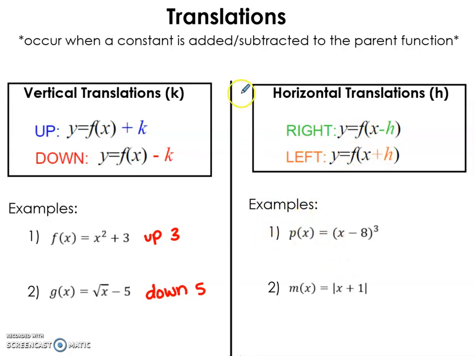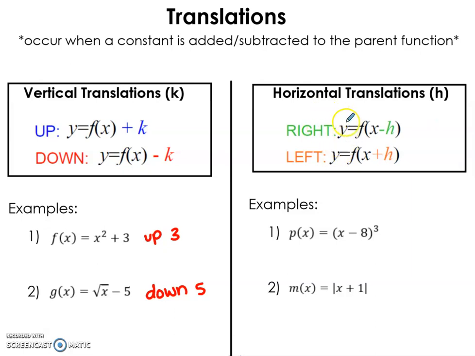So if we look at example 1, the parent function is a cubic, so x cubed. Notice that the minus 8 is attached to the x. It's inside this parentheses. So that means that it's going to be moving, in this case, to the right 8. If it's a minus inside, it's going to move to the right. If it's a plus, it's going to move to the left. So horizontal transformations are kind of like opposites. It's like opposite world, and it's very strange because it's exactly the opposite of what you think would happen.